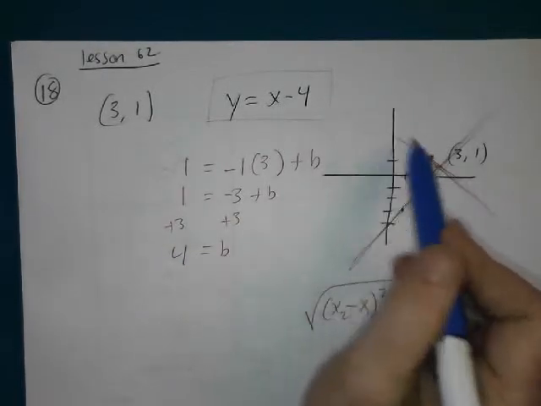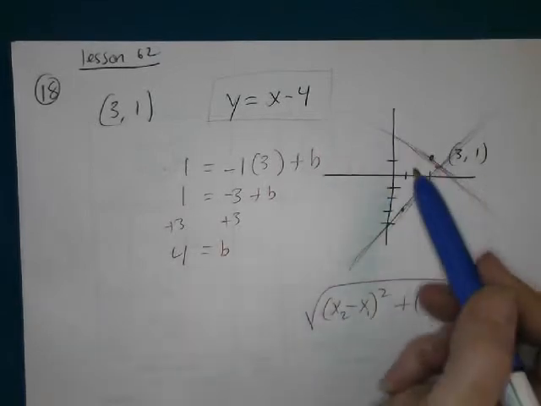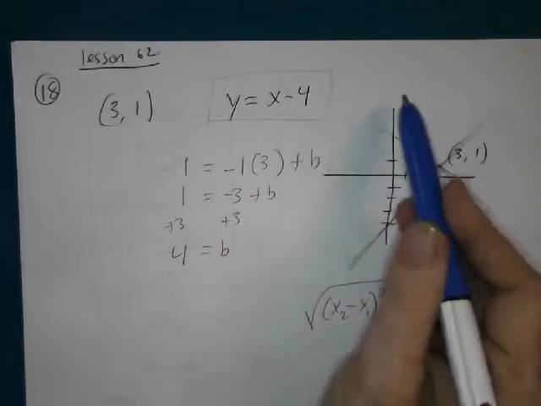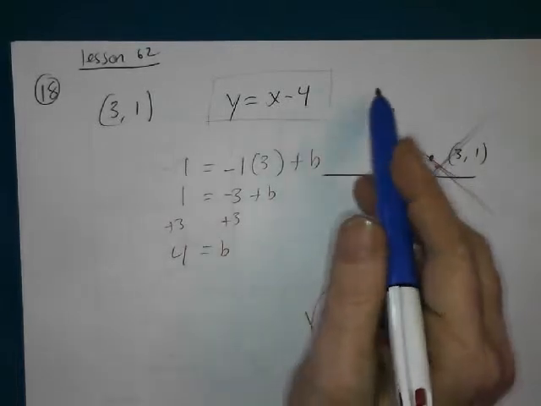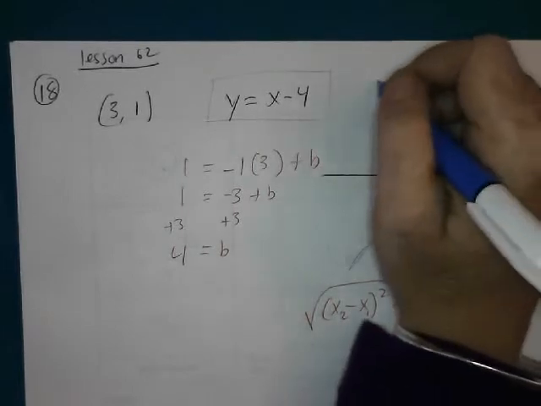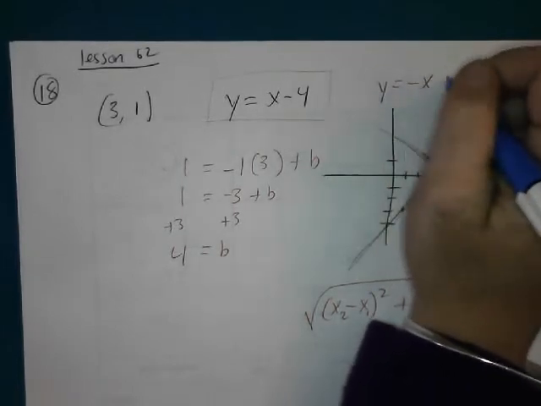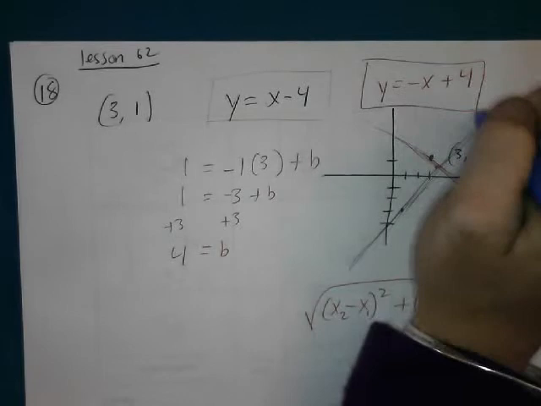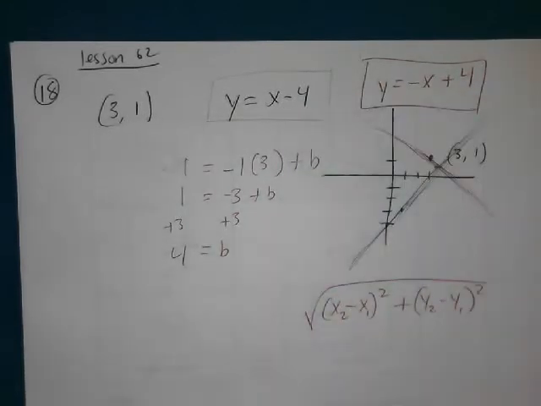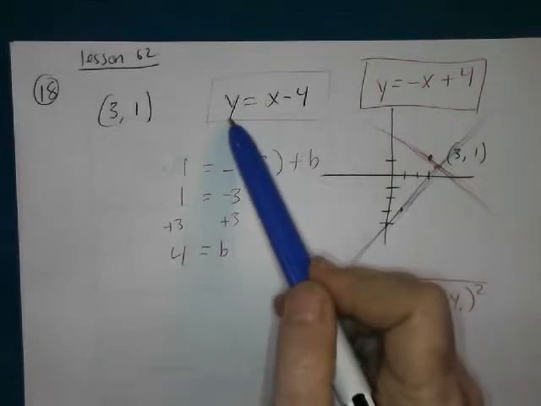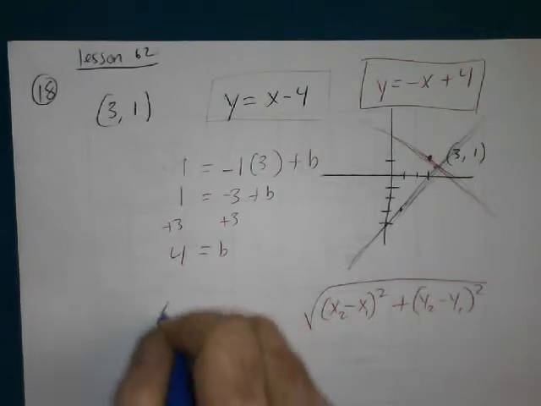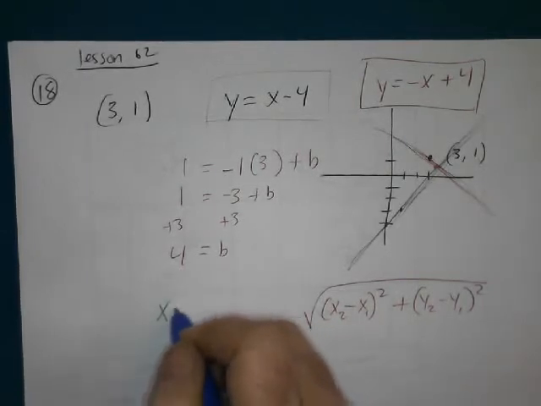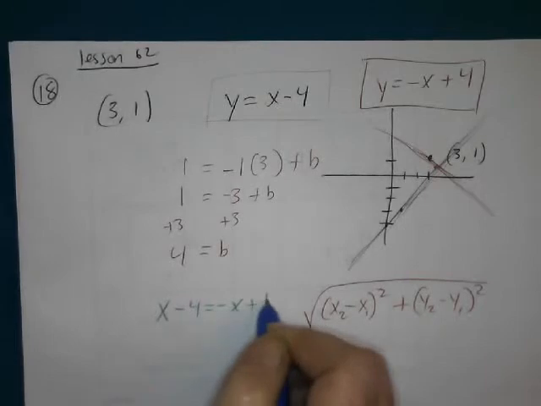And when I look at my picture, it looks like that could be +4 up there. It's not labeled perfectly, but that looks okay. So I know that the equation of the red line is y equals -x plus 4. So now I have the red line and the black line, and I just do a system of equations. The equal values method: x minus 4 equals -x plus 4.